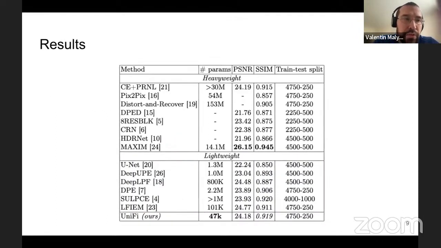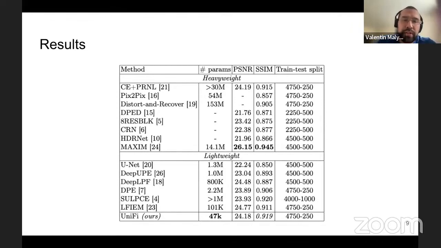Let us look at the results here. There are 2 types of approaches we are comparing with, as I said before. The first one is heavyweight, and these heavyweight approaches have at least 10 million parameters. The lowest one is MAXIM. It was introduced by colleagues from Google, and it shows PSNR 26.15 and SSIM 0.945.